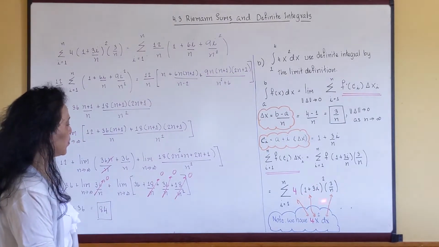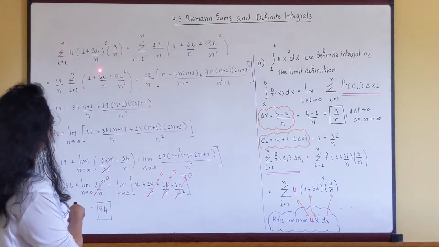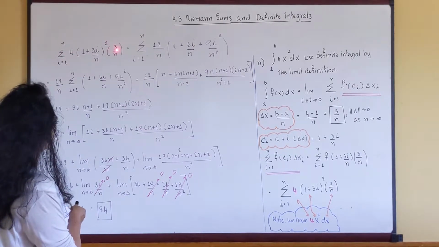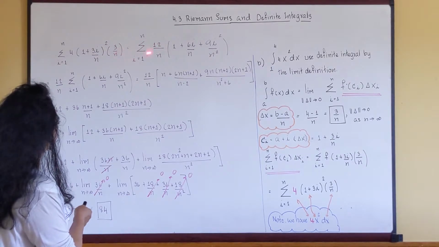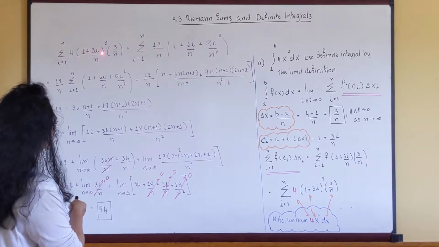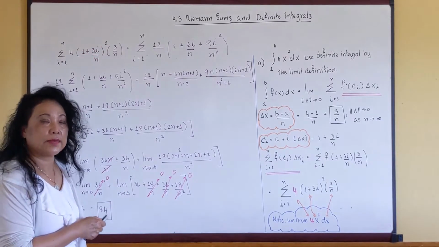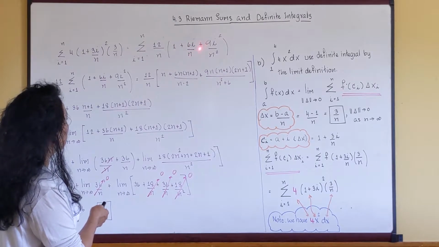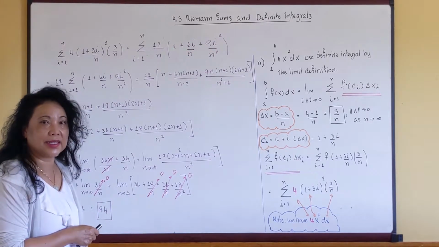From here, I rewrite it again. What I did was multiply the 4 and the 3 to get 12, pull out the 1 over n, and expand 1 plus 3i over n, squared. If you expand that, you're going to have 1 plus 6i over n plus 9i squared over n squared.